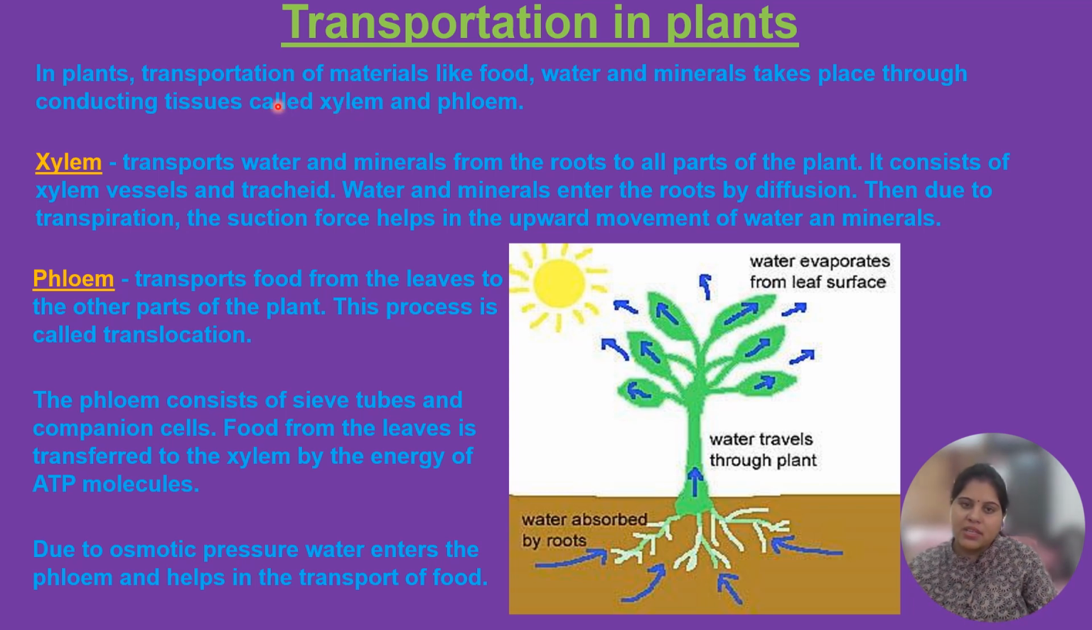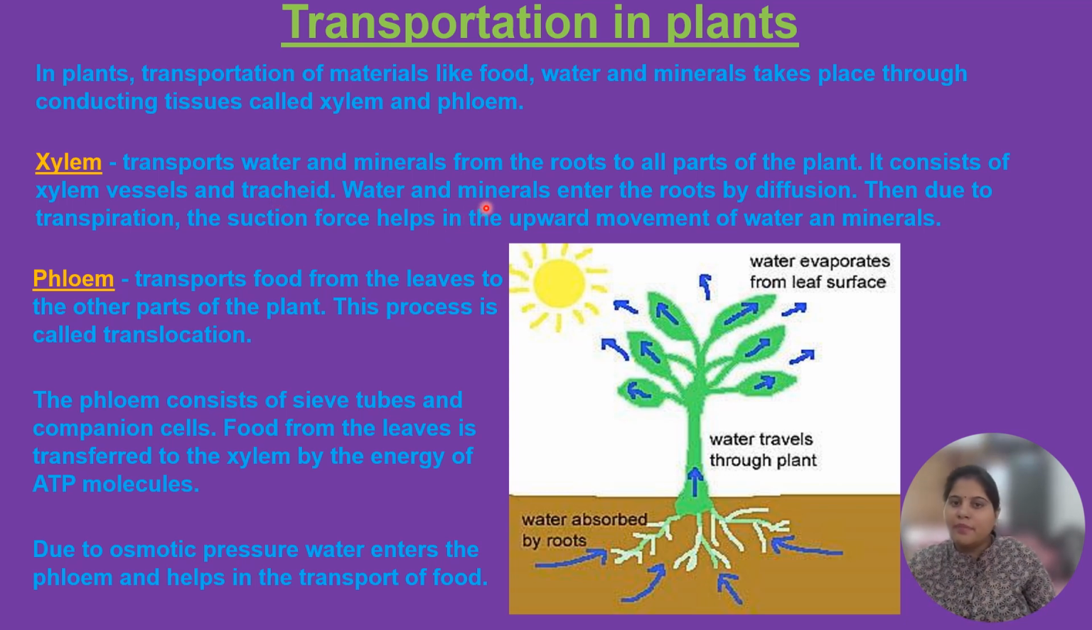So now, let's understand the first one, xylem. What is the function of the xylem? Xylem transports water and minerals from the root to all the parts of the plants, because firstly, the root absorbs the water from the soil. Xylem consists of xylem vessels and tracheids. Actually, xylem has four components, but these two components are mainly responsible for the conduction of the water.